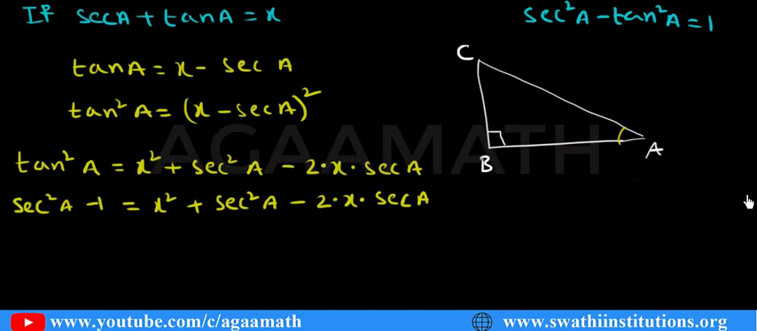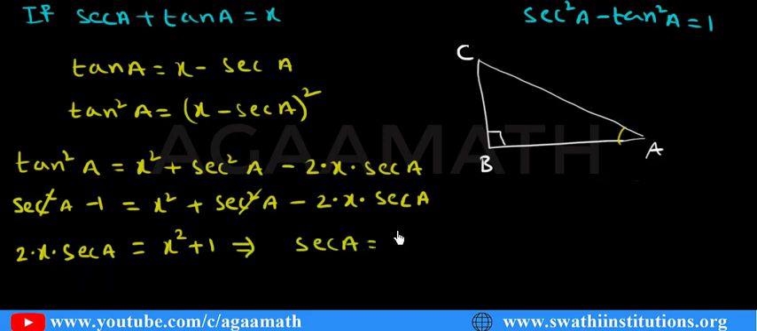Right? If you simplify more, if you transfer this side, the secant square terms get eliminated. So I transfer this minus 2x secant A towards this side, so it becomes 2 into x into secant A, and x square minus 1 comes to this side, it is plus 1, right? So if I make secant A the subject, secant A equals x square plus 1 by 2x. So we know the ratio of the secant A.